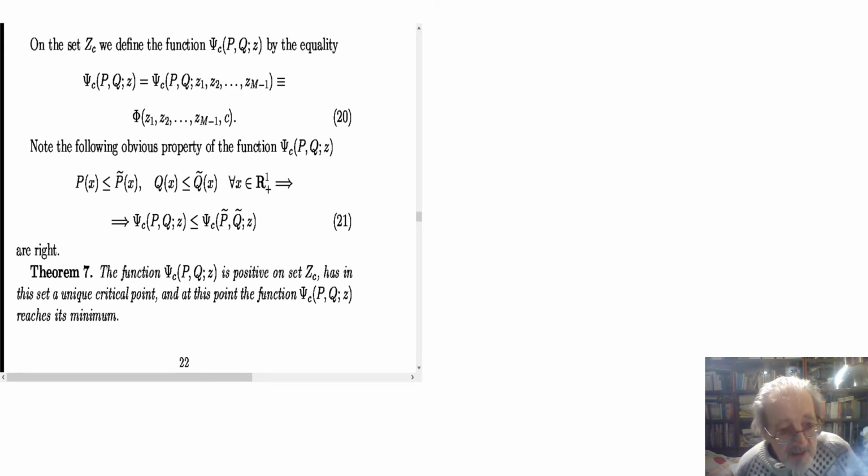Theorem 7. The function phi of p, q, z defined by formulas 20 and 21. This function reaches a minimum.